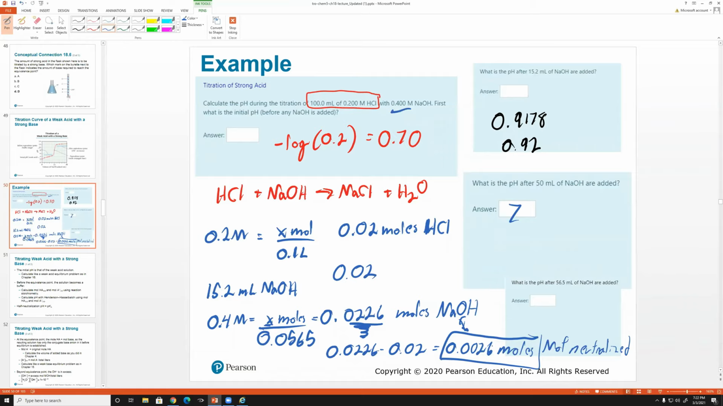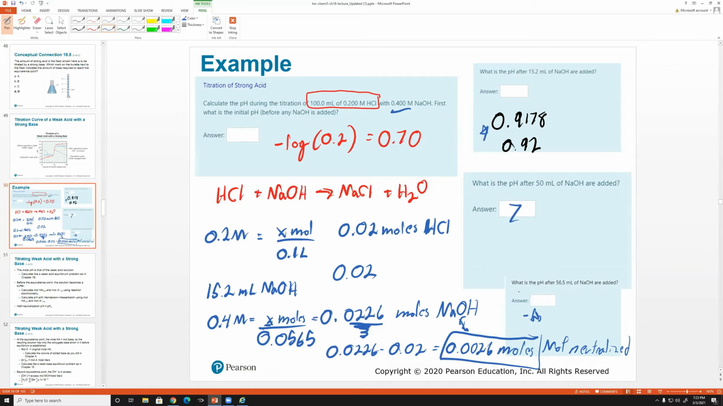So now from that amount, we can do the negative log of it, or sorry, we can do the concentration. And then from there, we can determine the pH. So, oh, I think we made a mistake on here. Hold on. I'll do this one first.